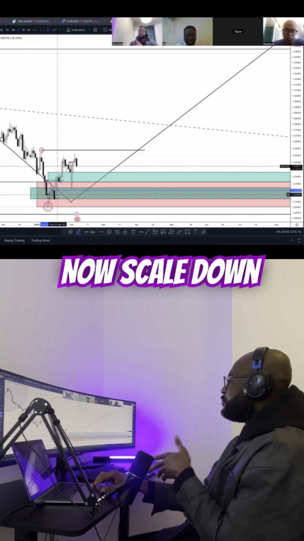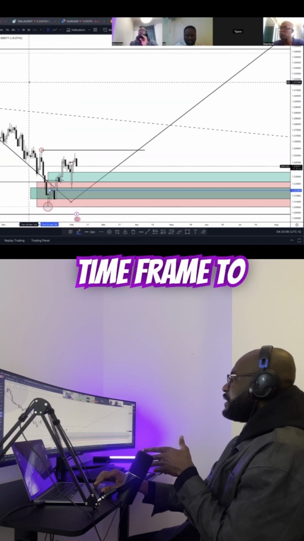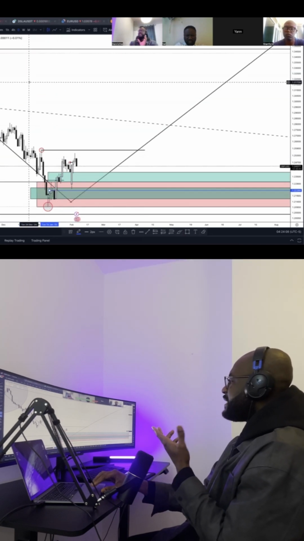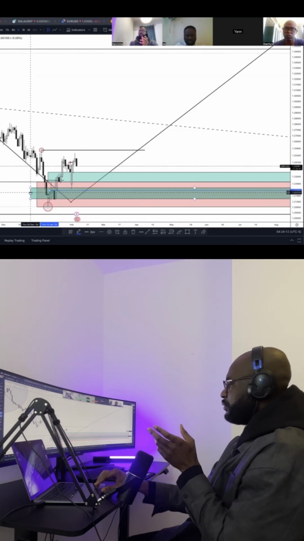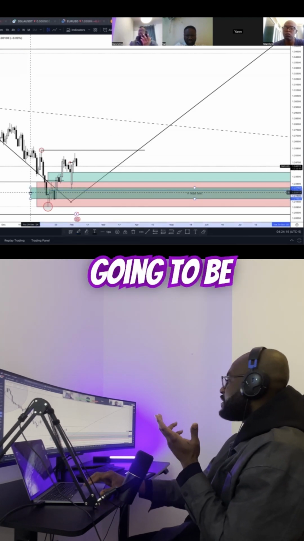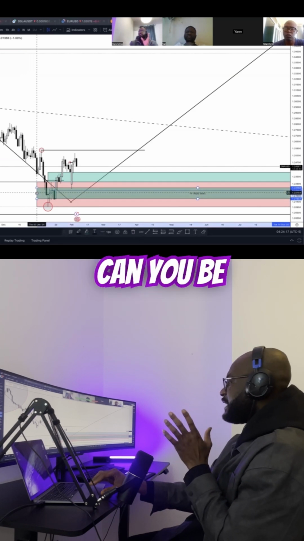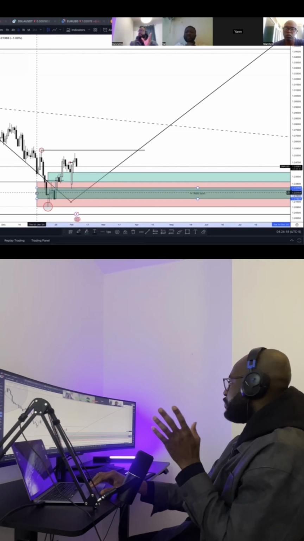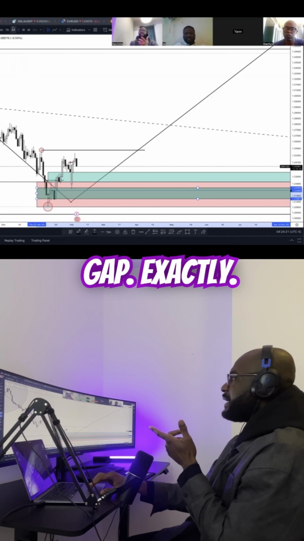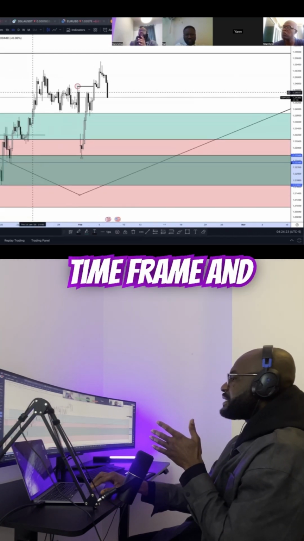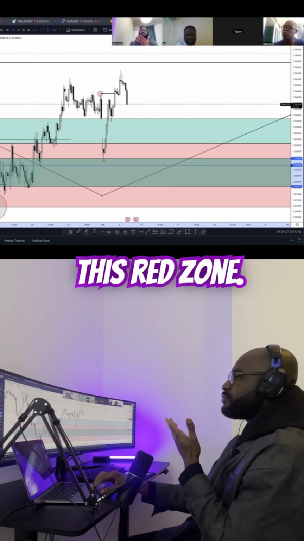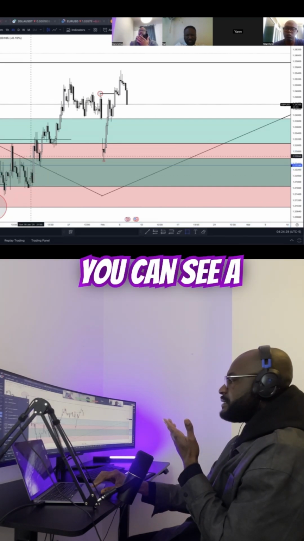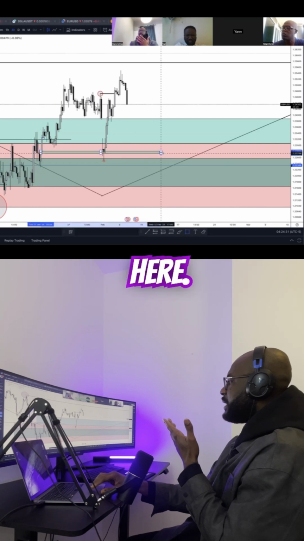Now scale down to the lower time frame to look for significant areas to use as a point of interest inside that red zone. Areas like what? What areas are you going to be looking for? What specifically can you be looking for? A fair value gap, exactly. You go straight down to the 4-hour time frame and you start looking for a fair value gap resting inside this red zone.